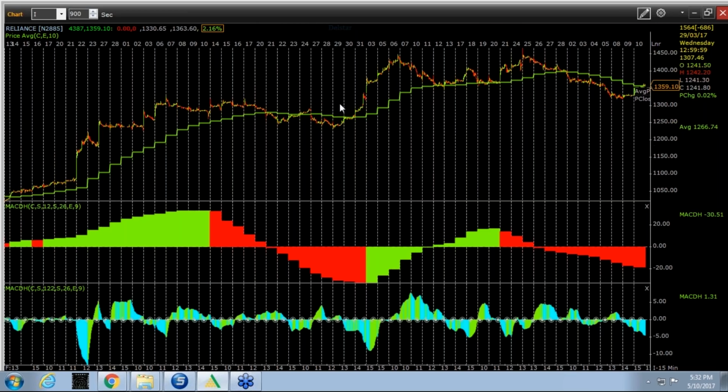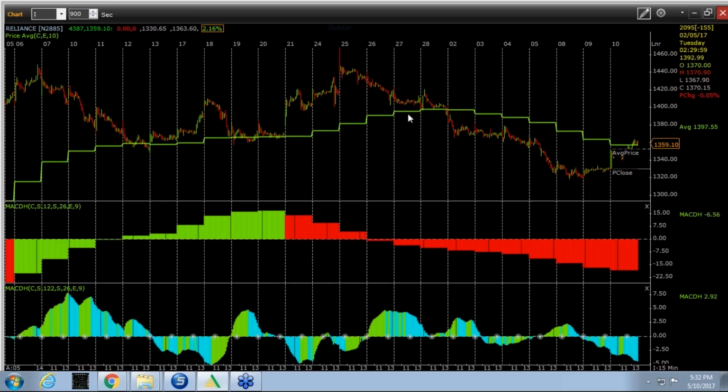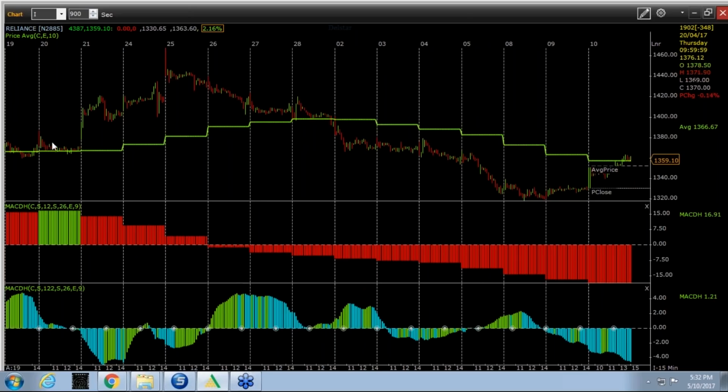Overall, Reliance has taken support, rallied again. Once it has reached this level, that is on the 2nd of May, from there it has consistently fallen, but then again it has taken support and it has pulled back. So now you can see that today it has closed above this level. So if it trades higher, that means there is a possibility of an upside rally happening.